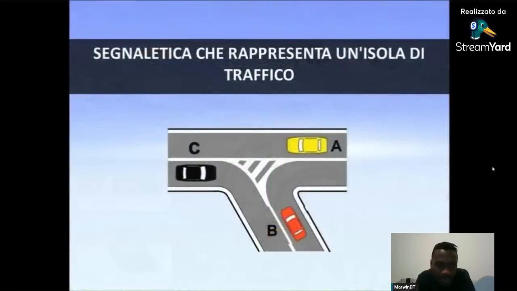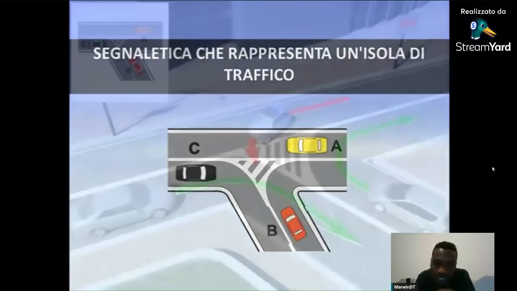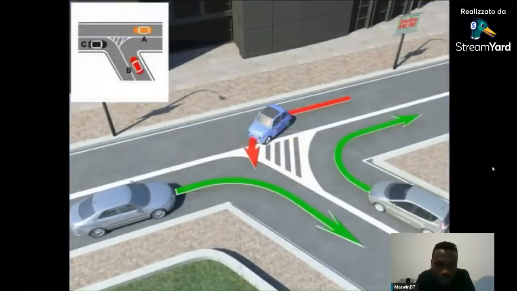Segnaletica che rappresenta un'isola di traffico. Now, let's see the segnaletica that actually designs the isola di traffico. What are we allowed to do in these situations? So here you see it very clear. Look at this animation.